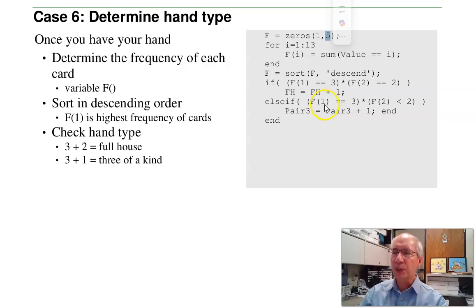If the highest frequency is 3 and the second highest frequency is less than 2, I've got 3 of a kind. And there's other types of hands too. There's 4 of a kind, straight flush, royal flush, straight, flush, so on. I'm just looking for these two. We'll worry about the other cards later.